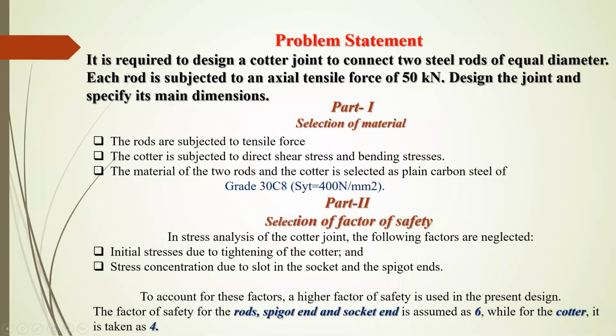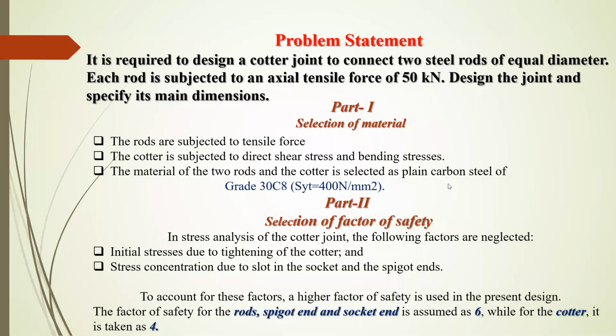So once you consider the lower factor of safety, the failure will occur in the quarter only, not in the other part. These are the two reasons why we select the lesser factor of safety for the quarter and a higher one for the spigot, socket and rod end.